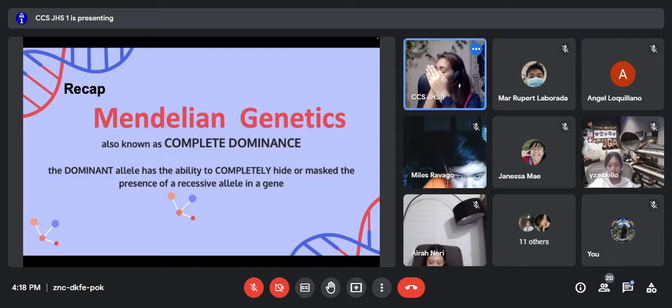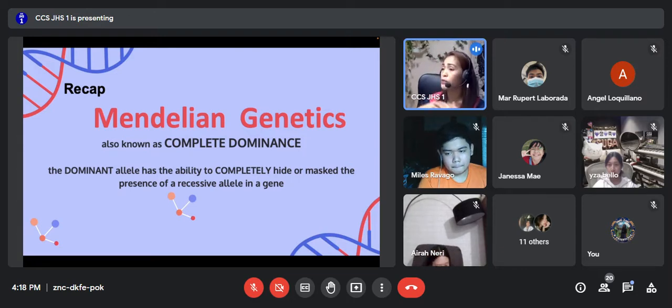Can you see my closed fist behind my left hand? Yes or no? No. So in that scenario, this dominant allele, which is being represented by my open palm, has the ability to hide the presence of the recessive allele. The recessive allele is there, present, however, it is not shown. It is not expressed on the organism because it is being completely hidden.